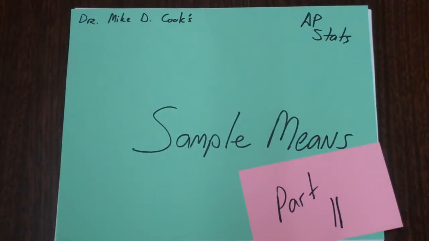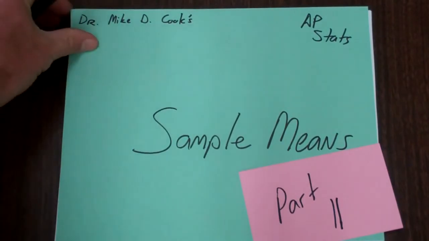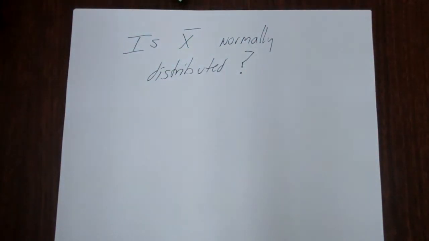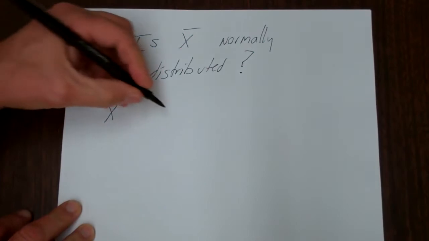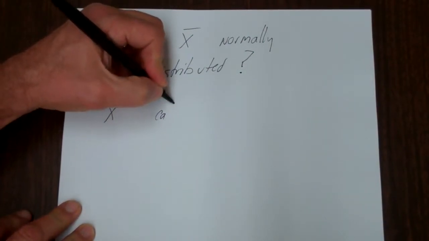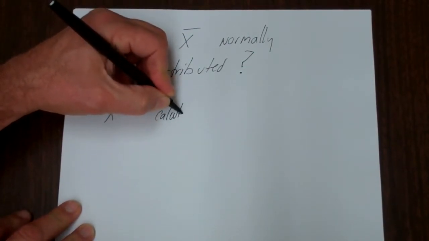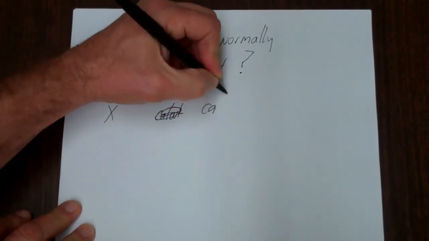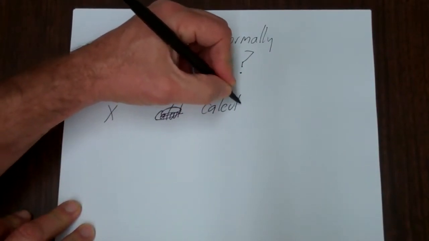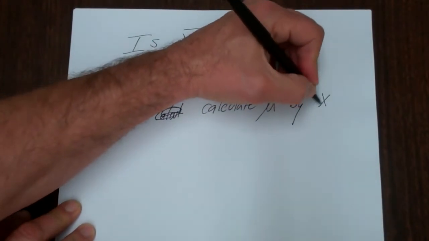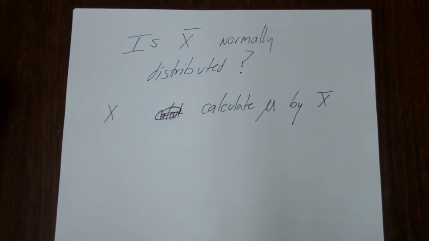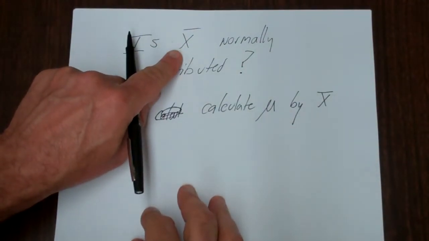This is the second of a series of videos on the sampling distribution of sample means. In this video, we're going to address the question: is X bar normally distributed? So remember, there's some random variable X, and we're going to calculate the population mean, mu, by taking a random sample and calculating X bar. And we're interested in what's the sampling distribution of X bar.